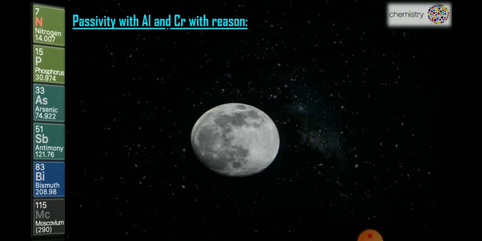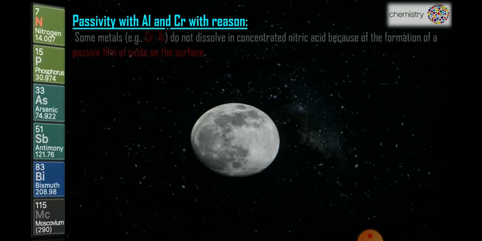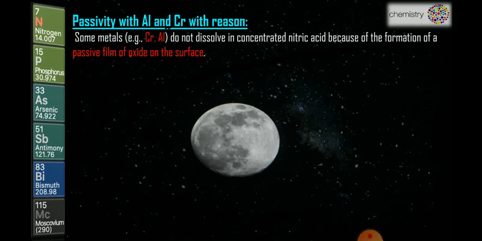Okay, one very small concept. Passivity of aluminum and chromium with concentrated nitric acid. In the previous part, I said most of the metals except the noble metals react with concentrated nitric acid. We took 2 examples, copper and zinc, but there are 2 metals, for example chromium and aluminium, that do not dissolve in concentrated nitric acid. Why? Because there is a formation of a passive film, a passive layer of oxide on the surface.